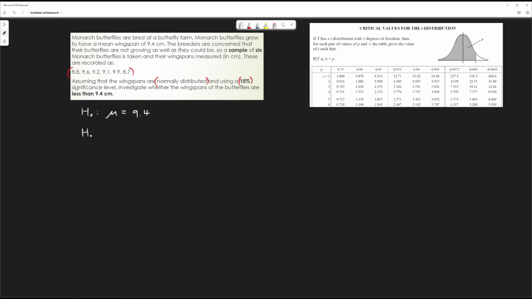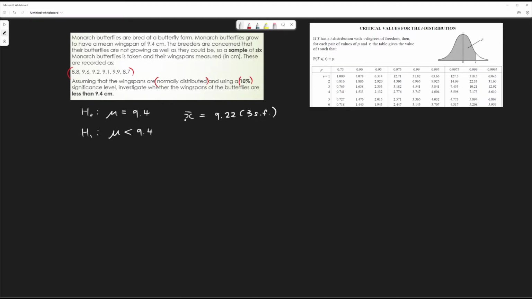And we're asked to investigate whether they are not growing quite as well as they could be. So we're investigating whether the mean is in fact less than 9.4. Okay, so what we know so far is the sample mean. We have a sample size of 6, 6 different butterflies. So we just add them up, and then divide that by 6, and you should get 9.22. This is in 3 significant figures.